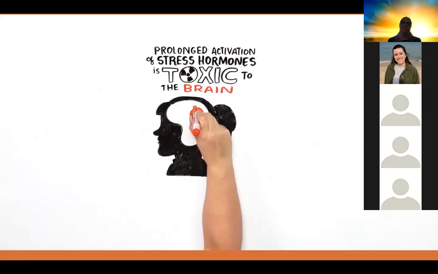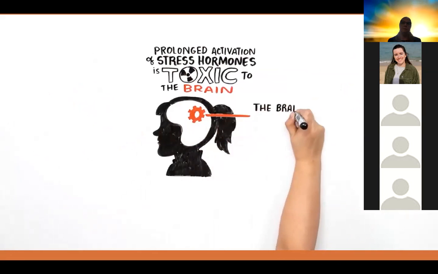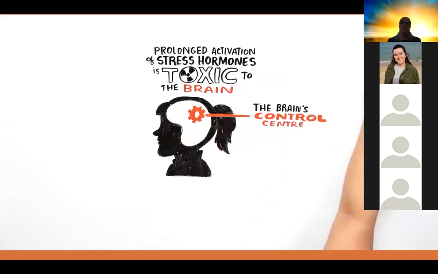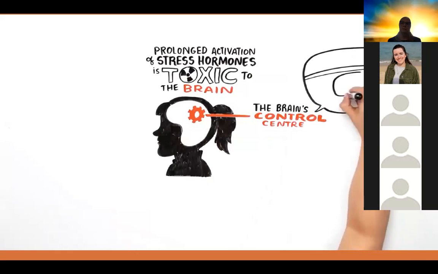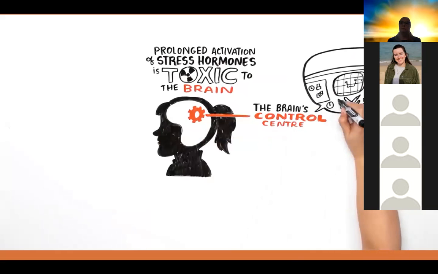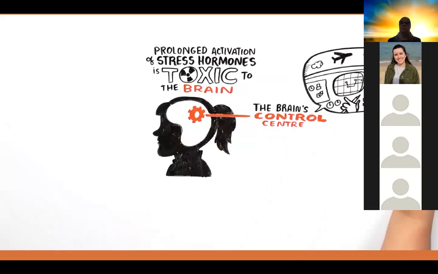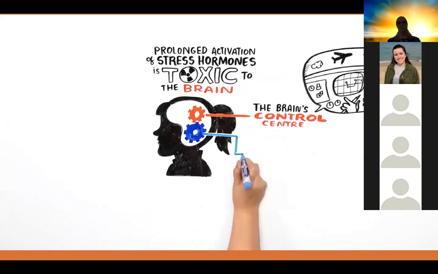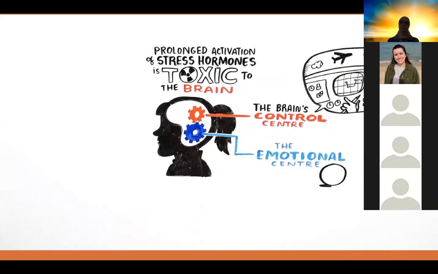Certain areas of the brain are more vulnerable to toxic stress, including the executive center, or the brain's control center, an area important for solving complex problems, attention, reasoning, impulsivity, inhibition, and learning. A second area is the emotional center, the brain's alarm system, which is involved in processing and interpreting emotions and the ability to control impulses.